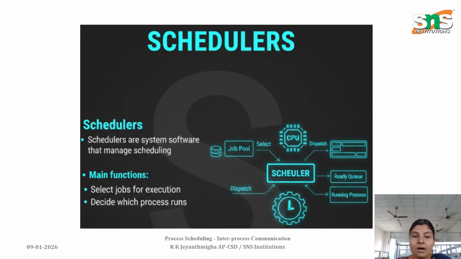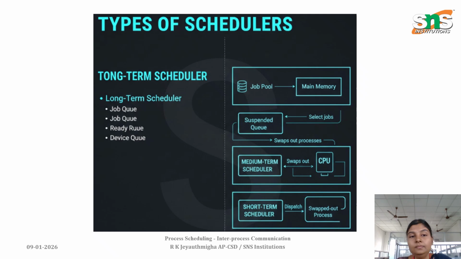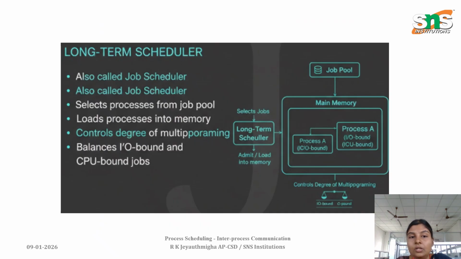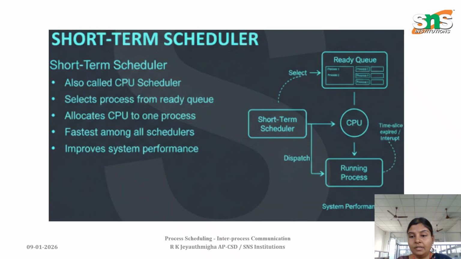Schedulers. Schedulers are system software that manage scheduling. Their main functions involve selecting jobs for execution and deciding which process gets to run. Types of schedulers. Long-term scheduler, also called job scheduler. It selects processes from the job pool and loads them into memory. It controls the degree of multi-programming, and it balances input-output bound and CPU bound jobs.